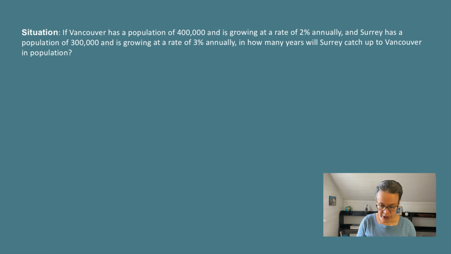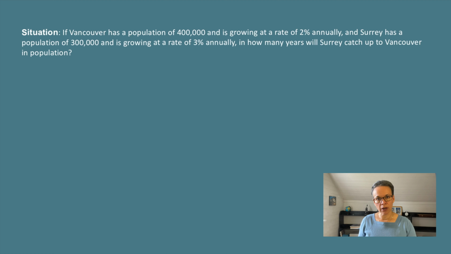In this other situation, we have that Vancouver has a population of 400,000 and is growing at a rate of 2% annually, and Surrey has a population of 300,000 and is growing at a rate of 3% annually. In how many years will Surrey catch up to Vancouver in population? Like, how many years will it take for the population in Surrey to be identical to the population in Vancouver?